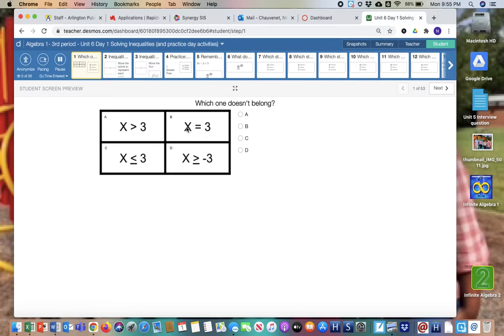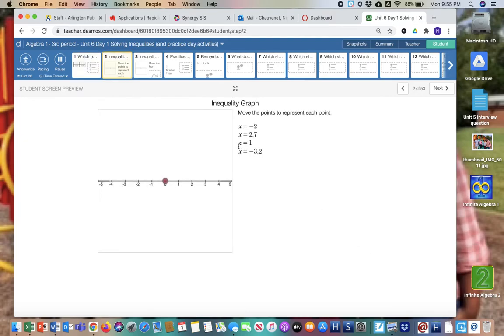So first off, it asks you which one of these doesn't belong. You really could defend any of these answers, right? I would tend to say B here, just because this one doesn't have an inequality. This is an equation. Now technically, any of these answers could be correct. All right, so let's get into what we're looking at.